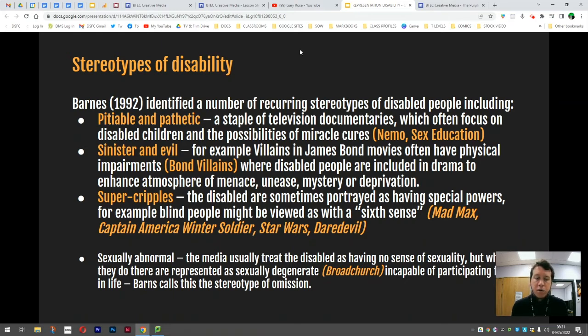Barnes also referred to the super cripple, again often a physically disabled character who has some sort of enhancement, perhaps an attempt to fix their broken limb, and sometimes this may be referred to as a sixth sense, where they are seen to have some sort of supernatural ability that makes them superior rather than weak and inferior, as in some other representations. Examples of this are perhaps in science fiction and comic book movies: Mad Max, Captain America, and also Star Wars and Daredevil.